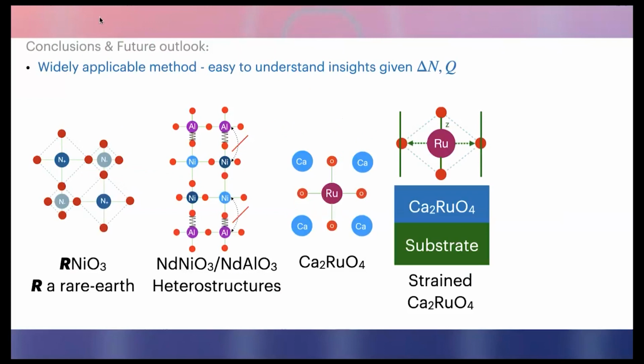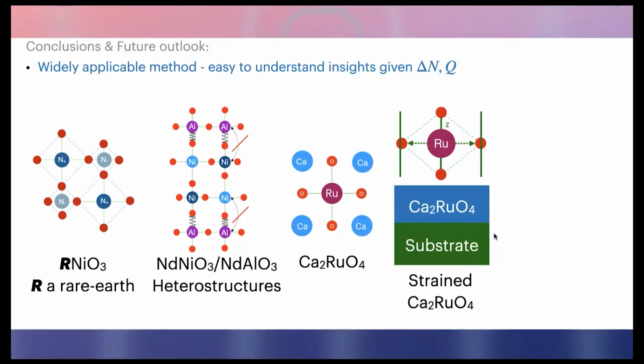So, we've applied this methodology, and you can read more in this paper, to rare earth nickelates, heterostructures with neodymium aluminate, calcium ruthenate, and one of the cool things is also calcium ruthenate grown with different epitaxial constraints. So the lattice alone will actually tell you which direction the substrate prefers an insulating or a metallic phase, even without doing new DMFT calculations.